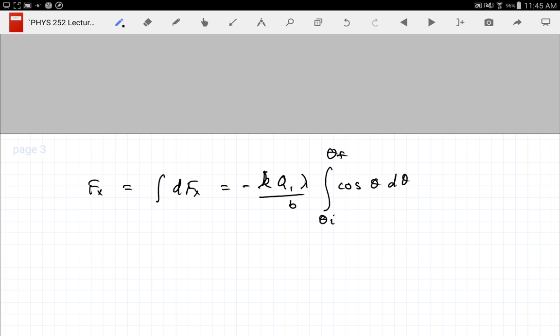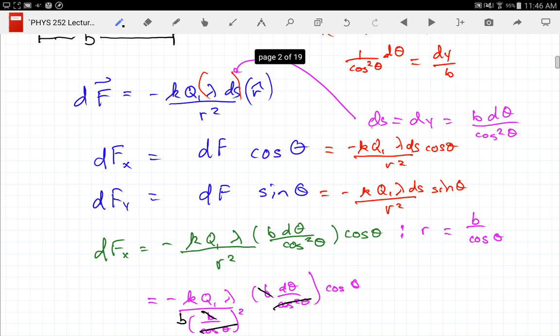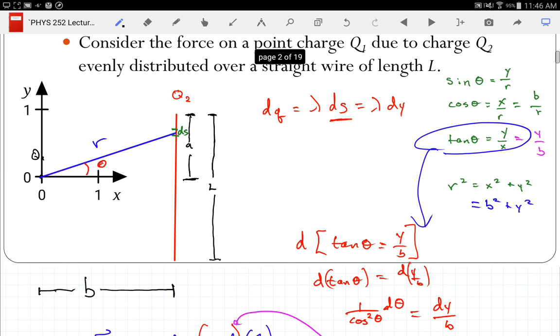Okay, if I do that integral, of course, what is the integral? Integral of cosine. No, she's right. I was doing that in my head to determine if it was plus or minus. I believe she's right. So I'll have my minus kq1 lambda over b out front, and then I'll have sine theta going from theta initial to theta final. Well, you know what the easiest thing to do to evaluate those limits is to look back at my initial picture and just determine what sine initial is and sine final is.